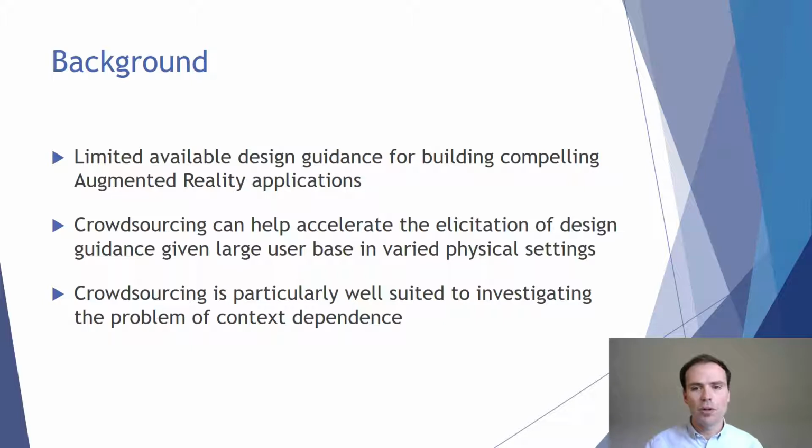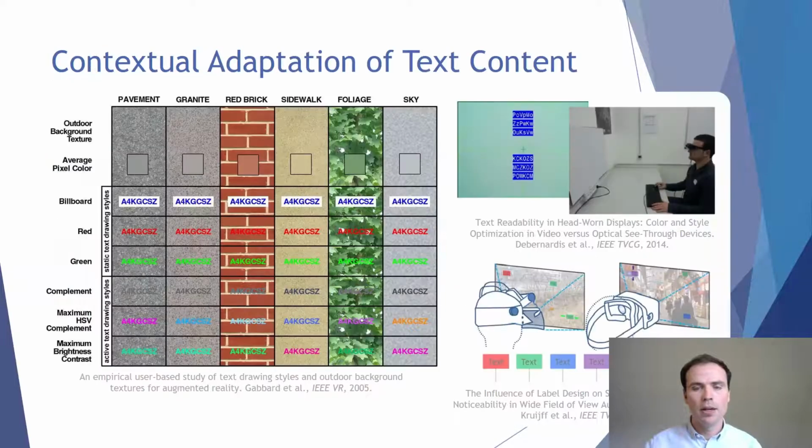The benefits and opportunities afforded by crowdsourcing have been demonstrated before, but there has been limited exploration of the role that crowdworkers' own physical environment can play in studies relevant to AR, and in particular the problem of adapting content to physical context. To make our investigation concrete, we focused on the problem of adapting text content given the physical context. This problem has been widely explored in lab-based studies, giving us a useful reference against which we can compare our findings from the crowdsourced approach.